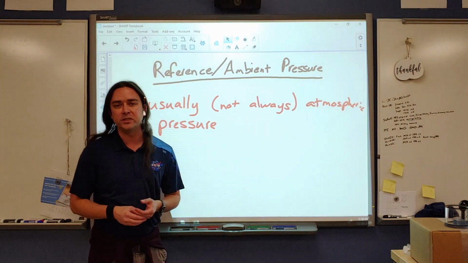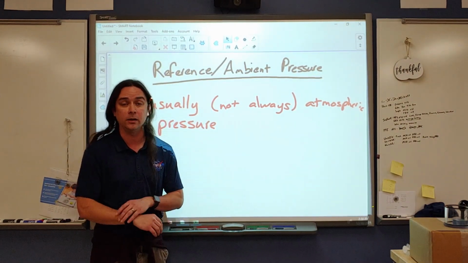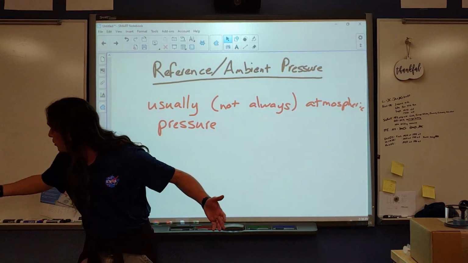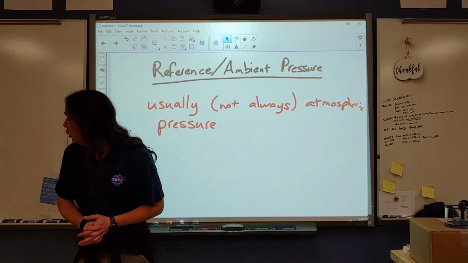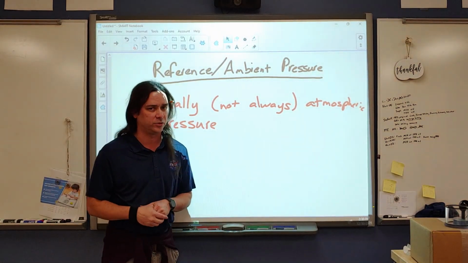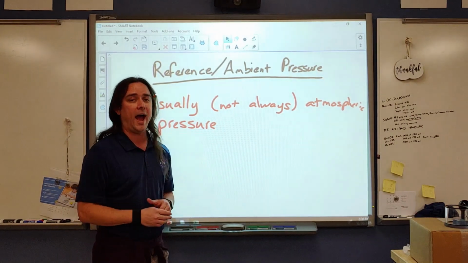Now, normally, for simplicity, we'll say that it's 1 atmosphere, which is 101,000 pascals. I took measurements. Let me see where I wrote them. As of right now, in this room, under our current weather conditions, we're at about 96,000 pascals. So we're a little bit below the regular 1 atmosphere.